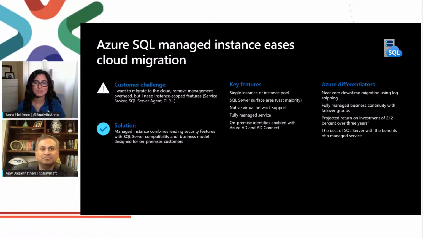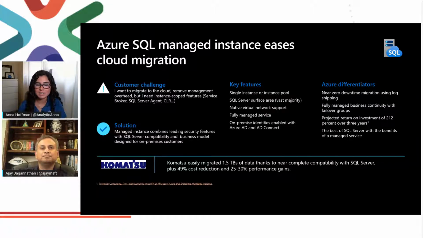Sometimes you'll hear folks say you get the best of SQL Server with the best of a managed service, because you're also moving to this versionless SQL, so you never have to worry about an upgrade again. We have native virtual network support, because we deploy basically a whole virtual cluster that's dedicated to you. We have the vast SQL Server surface area covered. We have other things that make it easier to move from your on-prem environment to a managed service. You can see some of these stats related to our projected return, and Ajay also mentioned some of the price performance studies.